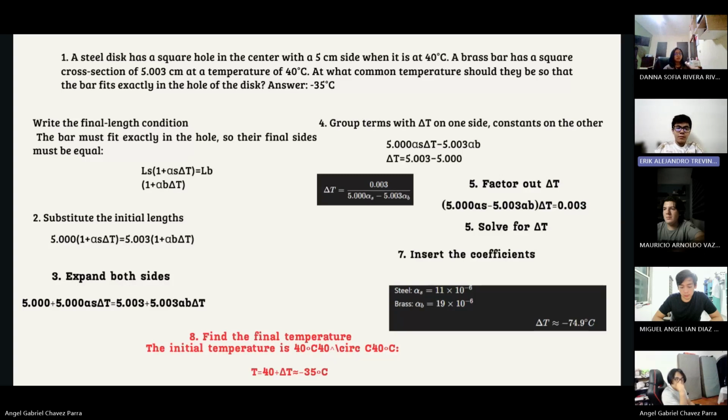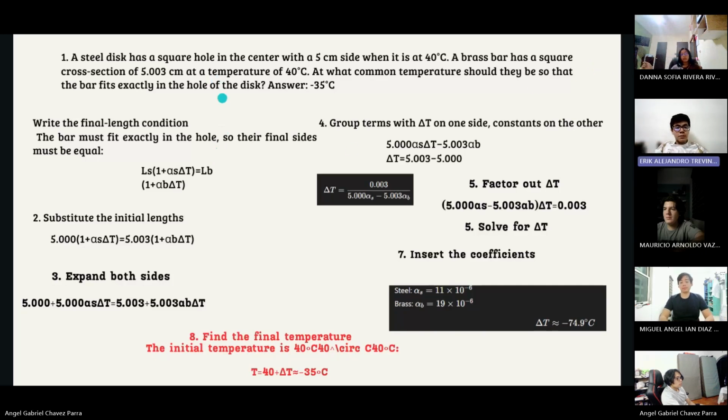Now we're going to explain an exercise. A steel disc has a square hole in the center with a 5 centimeter side when it is at 40 degrees. A brass bar has a square cross section of 5.003 centimeters at a temperature of 40 degrees. At what common temperature should they be so that the bar fits exactly in the hole of the disc?